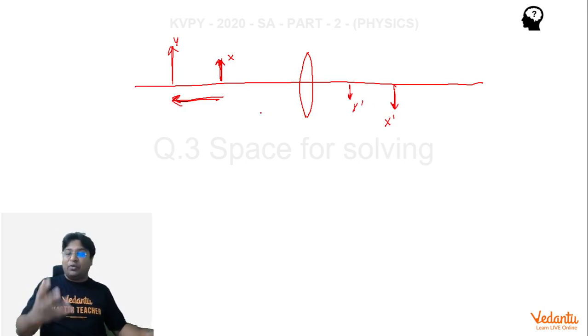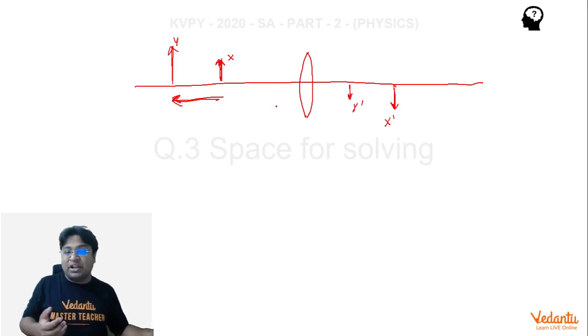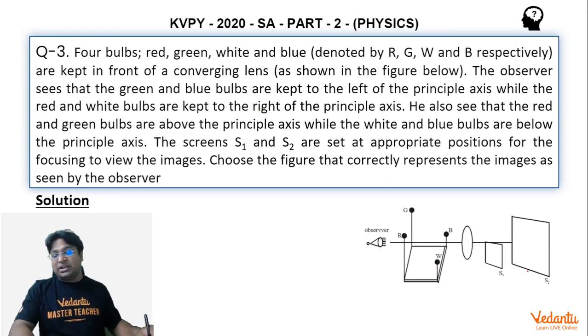Now this is what we are going to use. So we have four real objects, four bulbs, and we are able to obtain their images on these screens.